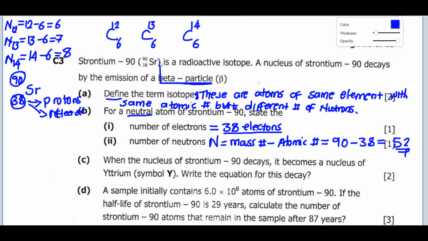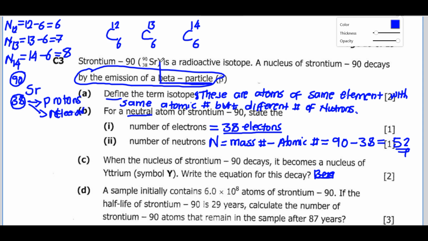Right, so we can now move on to question C. When the nucleus of strontium-90 decays, it becomes a nucleus of tritium, symbol Y. Write the equation for this decay. Now the question is, are we going to use alpha decay, beta decay, or gamma decay? We are going to use beta decay, because the statement says by the emission of a beta particle. So this is what we are supposed to use.